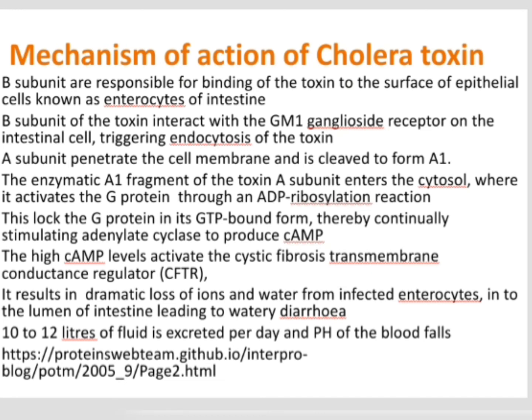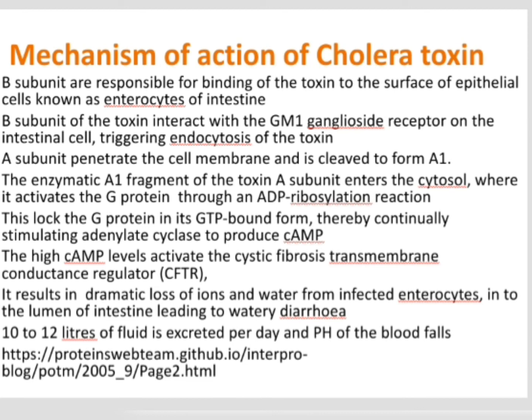Mechanism of action of cholera toxin. B subunits are responsible for binding of the toxin to the surface of the epithelial cells known as enterocytes of the intestine. The B subunit of the toxin interacts with the GM1 ganglioside receptor on the intestinal cell, triggering endocytosis of the toxin. The A subunit penetrates the cell membrane and is cleaved to form A1.